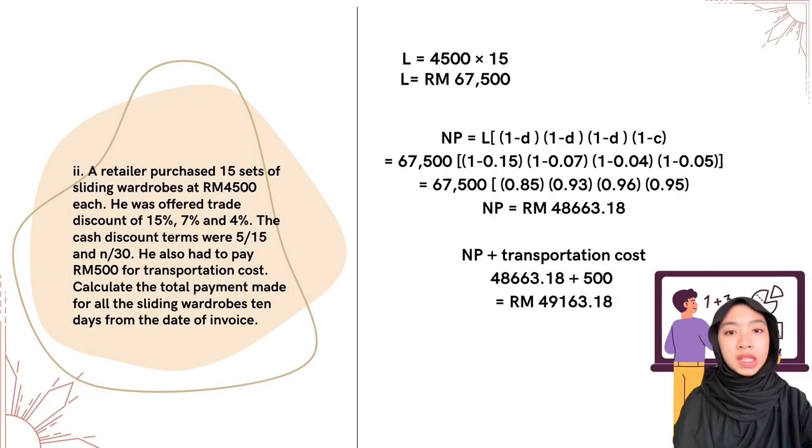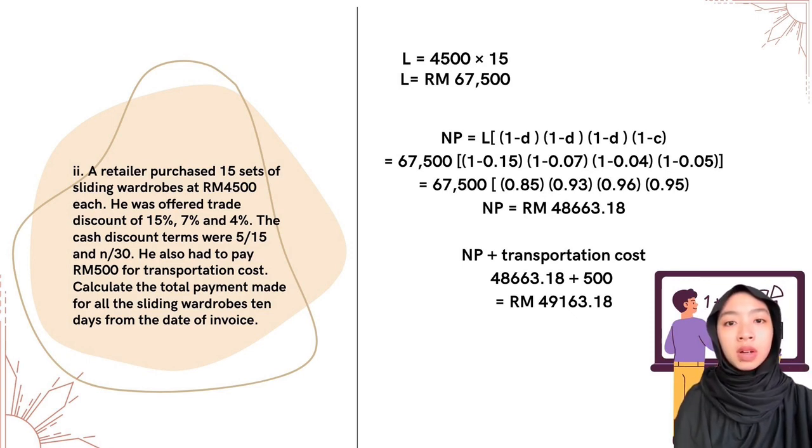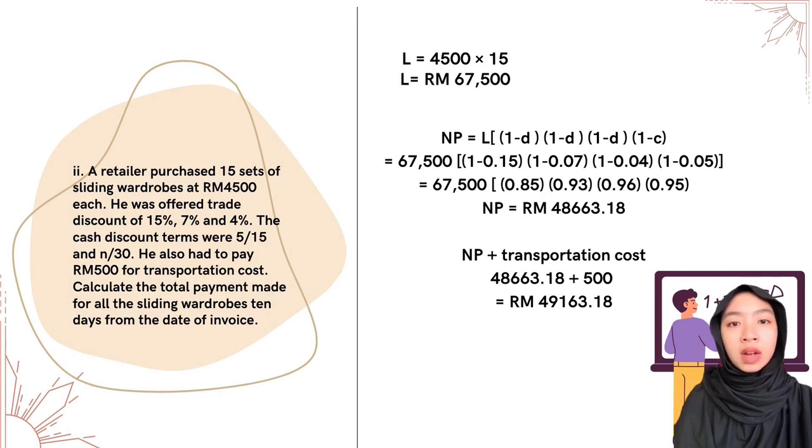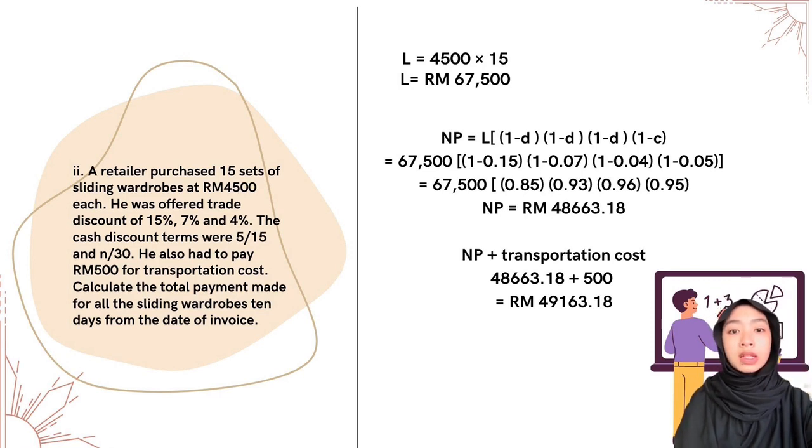A retailer purchased 15 sets of sliding wardrobes at 4,500 each. He was offered trade discounts of 15%, 7% and 4%. The cash discount terms were 5/15 and n/30. He also had to pay 500 for transportation costs. Calculate the total payment made for all the sliding wardrobes 10 days from the date of invoice.